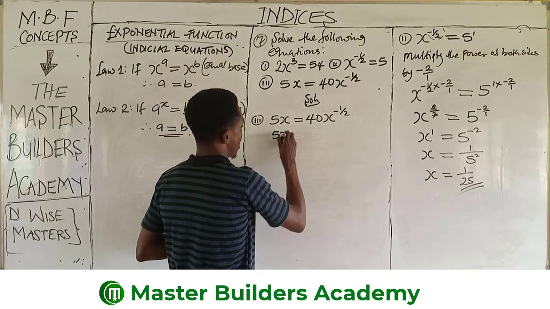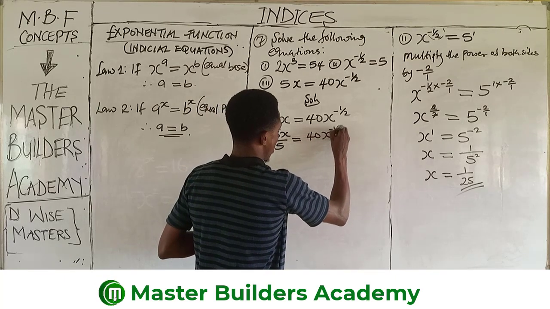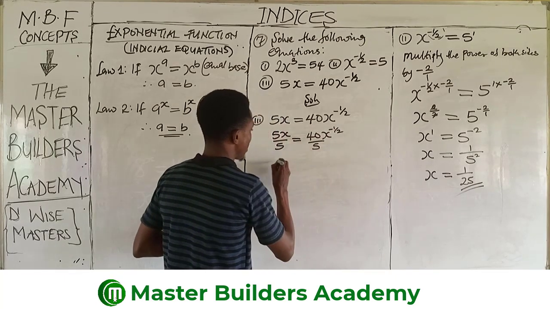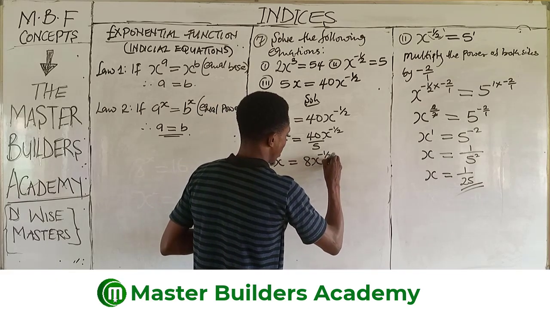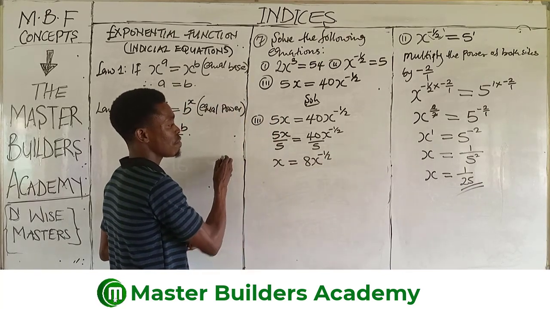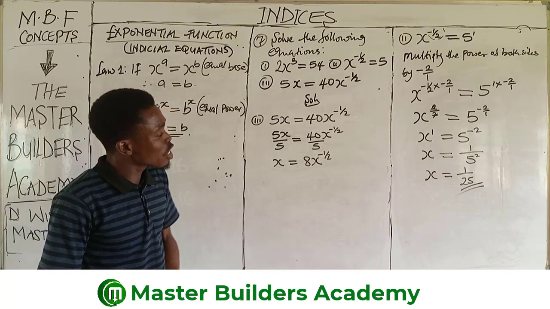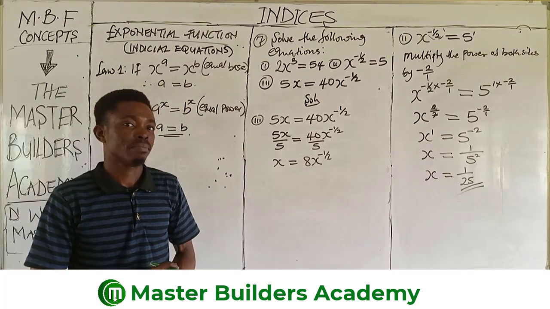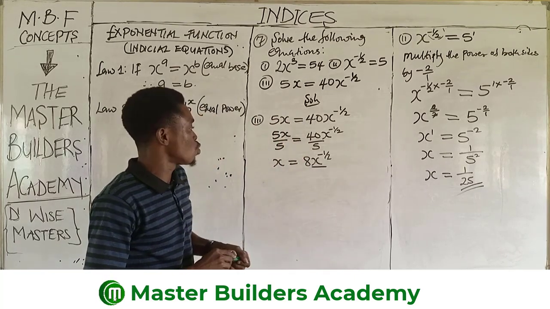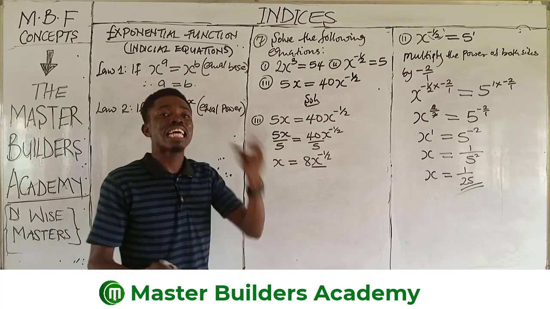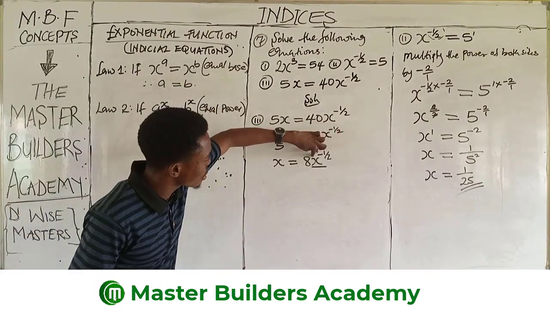Now this will have given us 5x over 5 is equal to 40x raised to the power minus 1 over 2 over 5. And this will have given us x is equal to what? 8x raised to the power minus 1 over 2, since 40 divided by 5 gives 8. At this point now, I want to eliminate this x raised to the power minus 1 over 2 from the right hand side. What could be the possible step to take to eliminate x raised to the power minus 1 over 2 from the right hand side? Because we only need x to appear in one of the sides, which is the left hand side. So how do we move this x to this side?